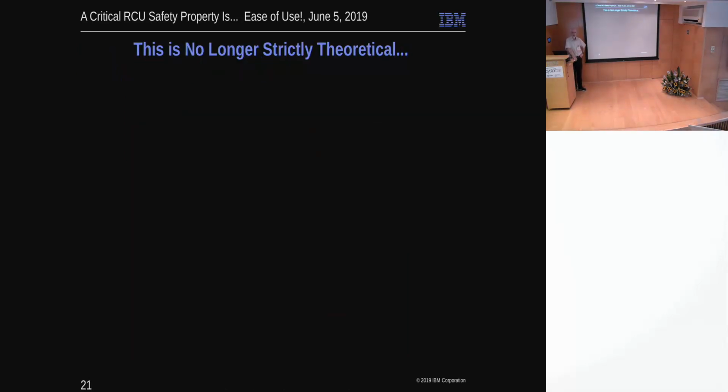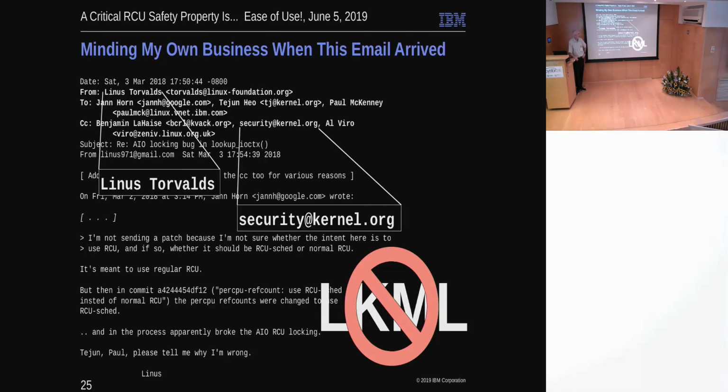So for many years, this was a theoretical possibility I was aware of. But it was February of 2018. I was sitting in my cube minding my own business, and I got this email. Now, I'm not going to go through this email in detail, but it's from Linus Torvalds. It's cc security@kernel.org. It does not cc LKML or any other public email list. If you get an email like this as a Linux kernel developer or maintainer, this is a sign you're not going to be minding your own business for some period of time. In my case, most of last year.